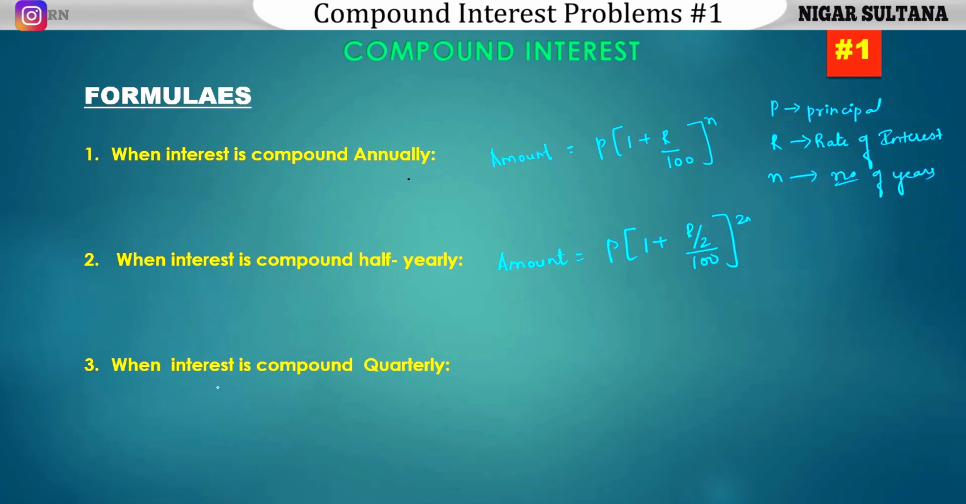That's it. Now when the interest is compound quarterly, quarterly means it is 4. The formula is amount is equals to P of 1 plus R by 4. Instead of 2, it is 4 divided by 100. Instead of 2n, it is quarterly means it is 4, so write down 4n. That's it.